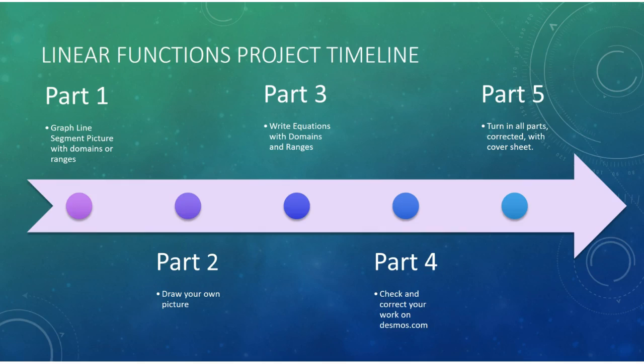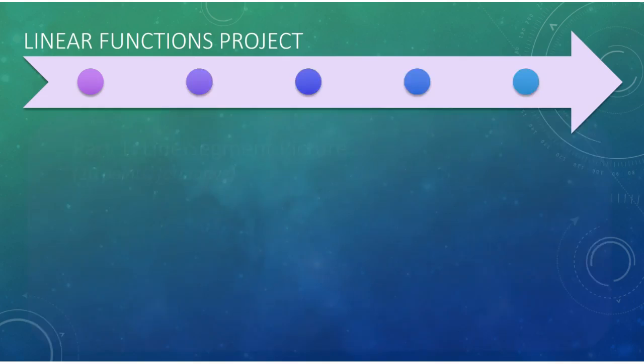In Part 1, you will practice graphing from slope-intercept form. In Part 2, you will draw your own picture. In Part 3, you will write equations from your own original picture. In Part 4, you will check and correct your work using a website called Desmos.com. In Part 5, you will put it all together with a cover sheet.